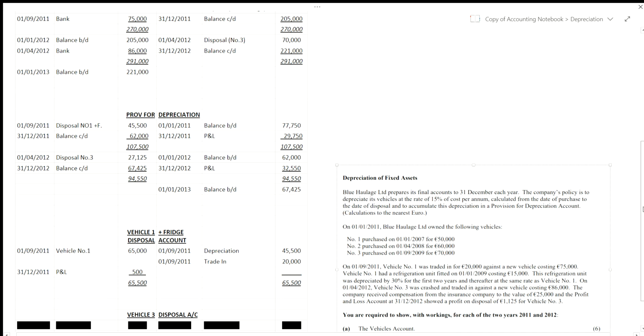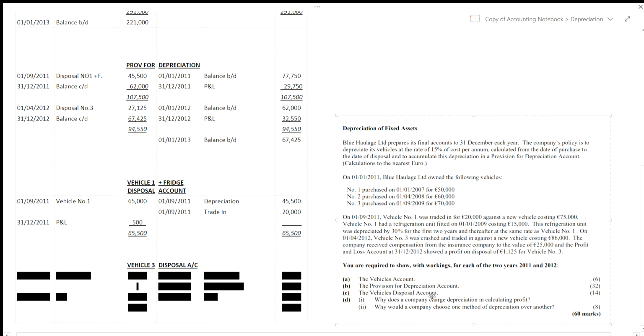So all I have to do now is the disposal account. So for the disposal account, there's two vehicles that we got rid of. In 2011, we got rid of vehicle number 1. So let's find out if we made a profit or loss on vehicle number 1 and the fridge together.